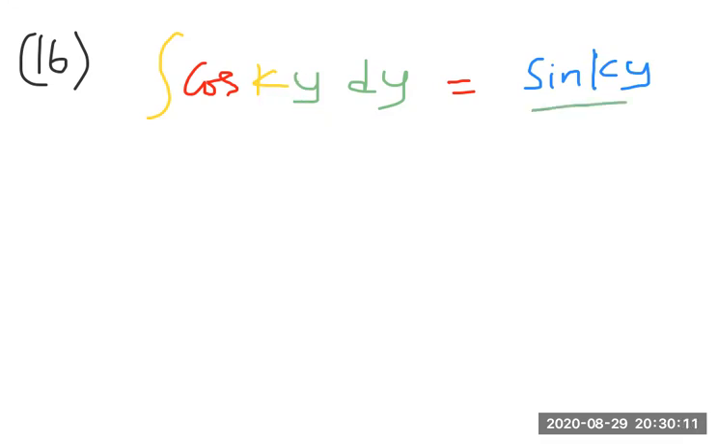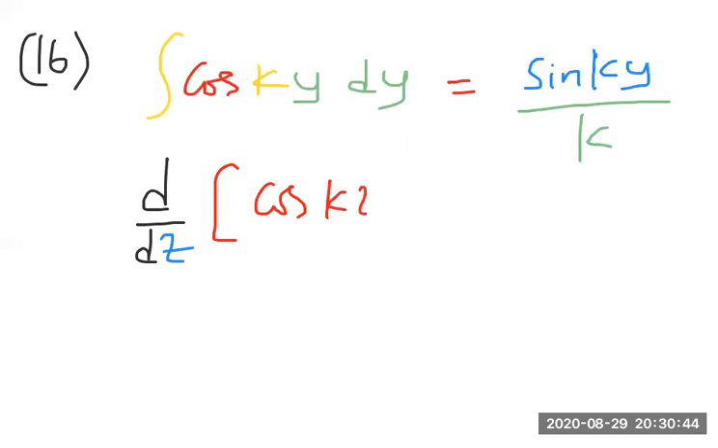Just now I told you to divide by the constant, so divide the total by k. I can write it like that, by k. Here we are integrating with respect to y. Suppose they have given d by dx of cos kx, I will take some z now. If you take z, what will happen? d by dz of cos kz, what should I write?